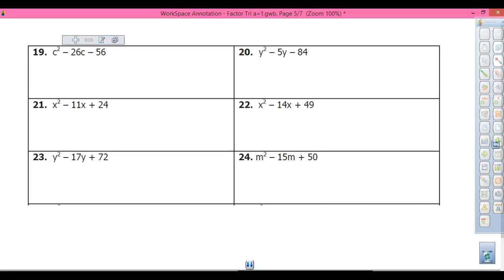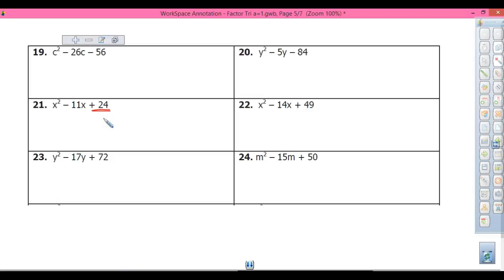We need to jump to number 21. How on earth am I going to get to a positive 24? So two numbers that multiply to be a positive 24, but add up to be a negative 11. Thank you. I'm going to have two numbers that are negative. Because the negative times the negative gives me a positive. So what times what gets me to 11? What is it? Yep. Well, we multiply to 24.